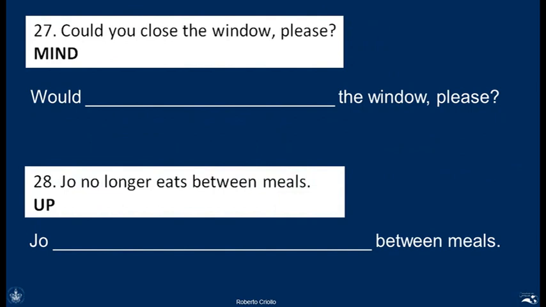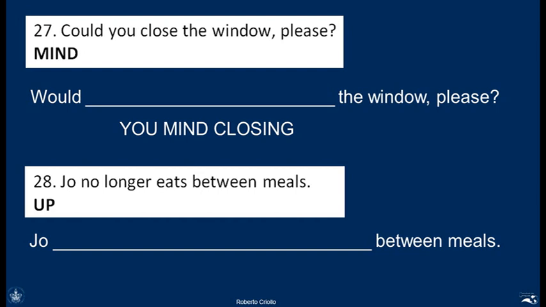Let's look at another example. Number 27. Could you close the window, please? And you have to use the word mind. So, would the window, please? And of course, there is just one correct answer in this case. Would you mind closing the window, please?